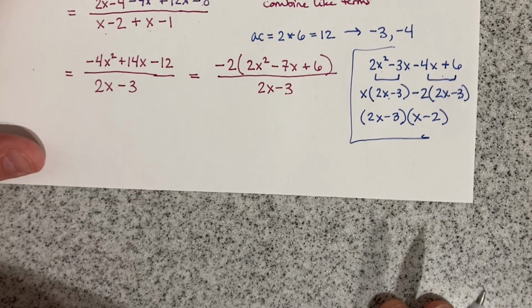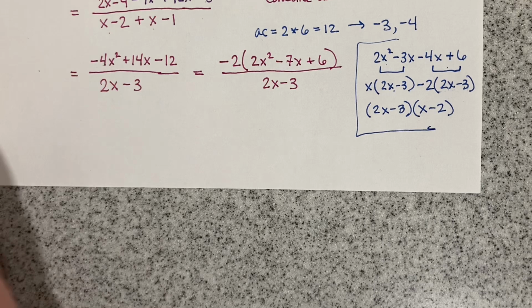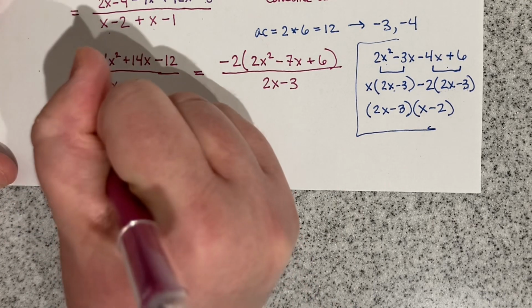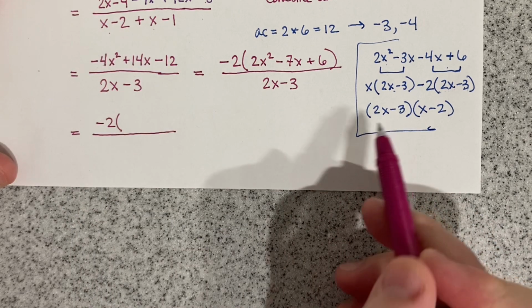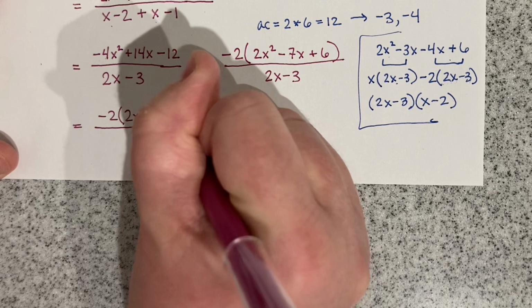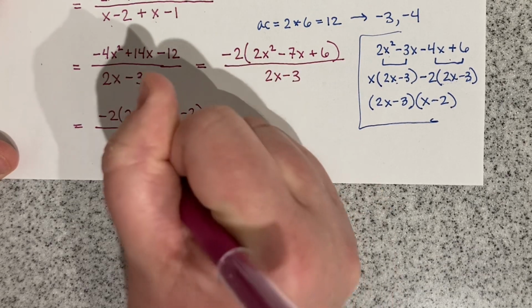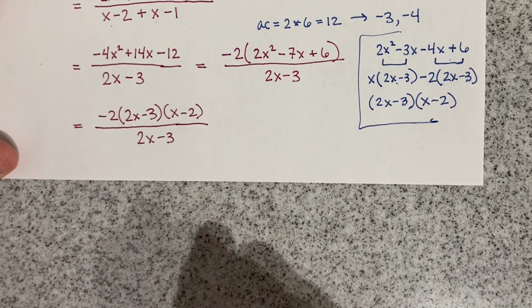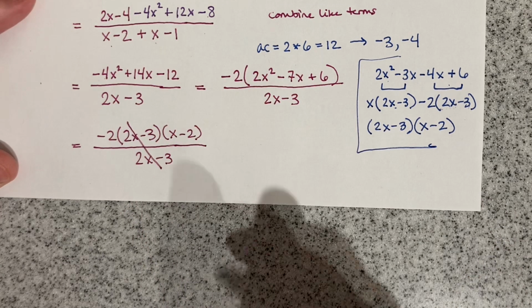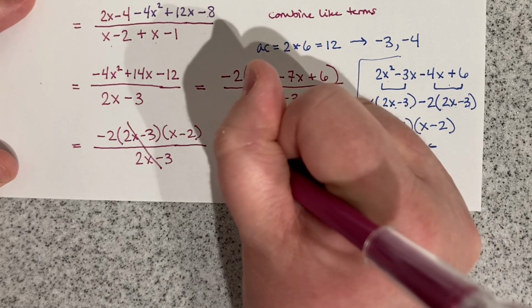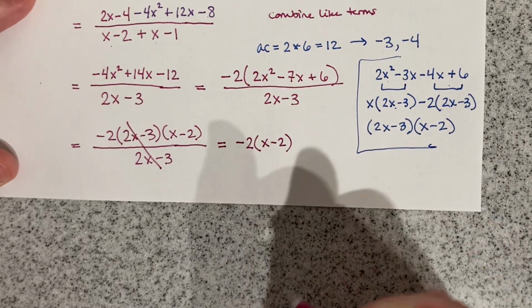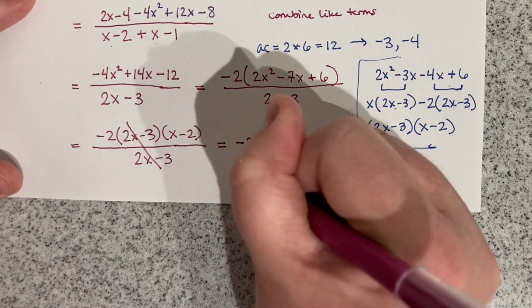Now back to our big old fraction. So in the top, I still have that GCF of -2. Now I know the factored version is 2x minus 3 times x minus 2. And in the bottom, we have 2x minus 3. Oh, well, that's why we did all this factoring, is because now that cancels. So our answer is -2 times x minus 2 with some added restrictions.